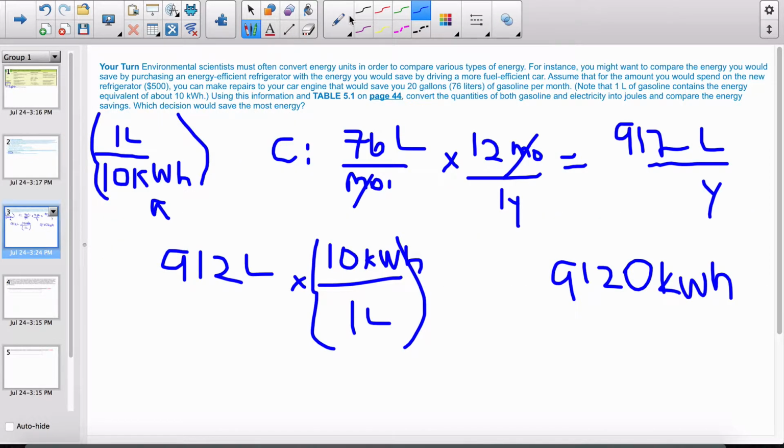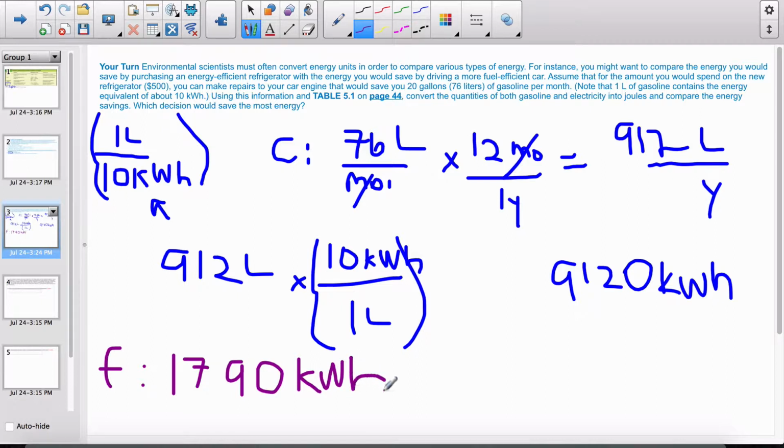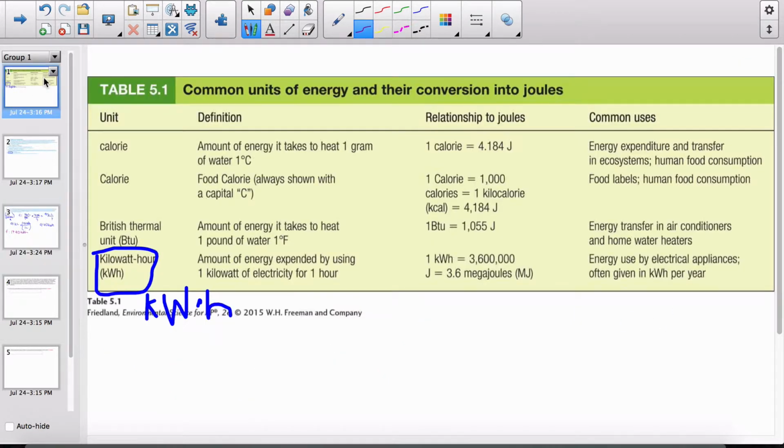So let's use a different color pen so I don't confuse you guys. So fridge, F for fridge. Same thing as this one. Oh, no, I forgot to do something, huh? Of course. 1790 kilowatt hours. Fridge, it says convert both of these into joules. Again, you already know the answer that the car is going to save you more energy, but it still wants you to convert them both to joules.